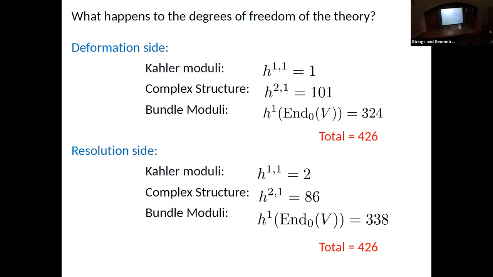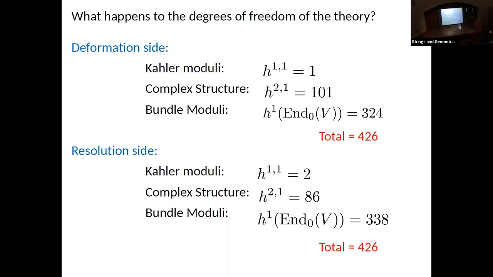If you perform the process that I have schematically shown, what you find is that the Kähler moduli and complex structure moduli change in the expected way across the conifold. And the vector bundle moduli of the new bundle exactly adjust to preserve the total of 426. So the net number of singlets is completely preserved in this process. Also, the charge matter, we can prove, is totally preserved as well.